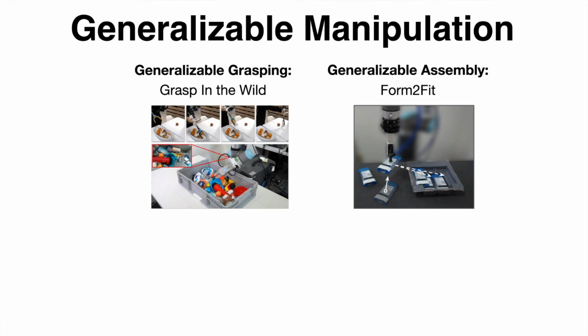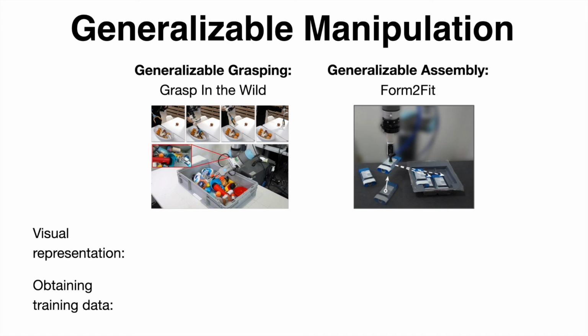To summarize today's talk, I have talked about two works that enable generalizable manipulation, one for generalizable grasping and the other for generalizable assembly. In both cases, we consider two important questions. One is about how to choose the right visual representation for given tasks, and the second is how to obtain the training data for learning this visual representation.